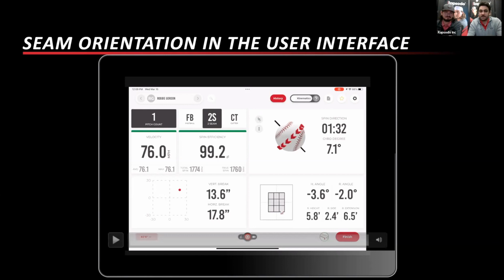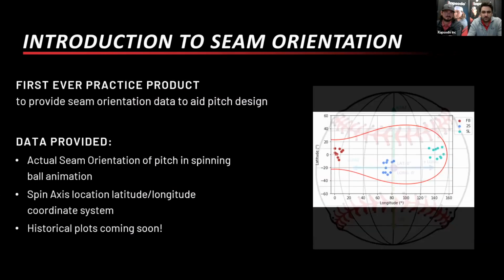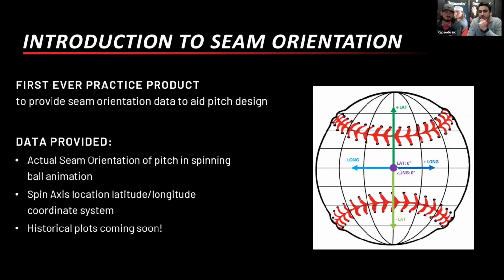A couple slides ago, I'll even go back to it. On this slide here, you can see what that origin is. So the first step in that animation is putting the spin axis right here at the origin. Then it's going to rotate that spin axis into the correct longitude and then into the correct latitude. And then it's going to rotate the whole ball itself into the proper spin direction and then gyro degree, which you're already used to seeing in the spinning ball animation. But now this is also incorporating the seam orientation data.